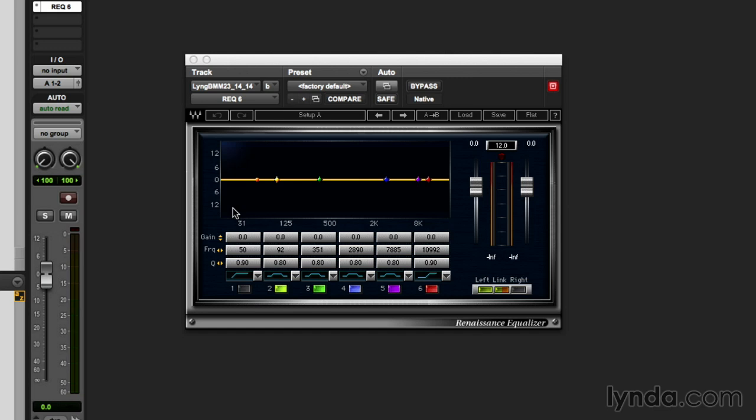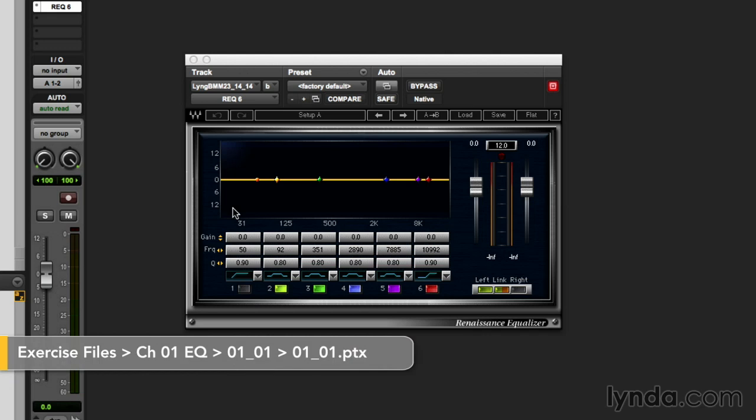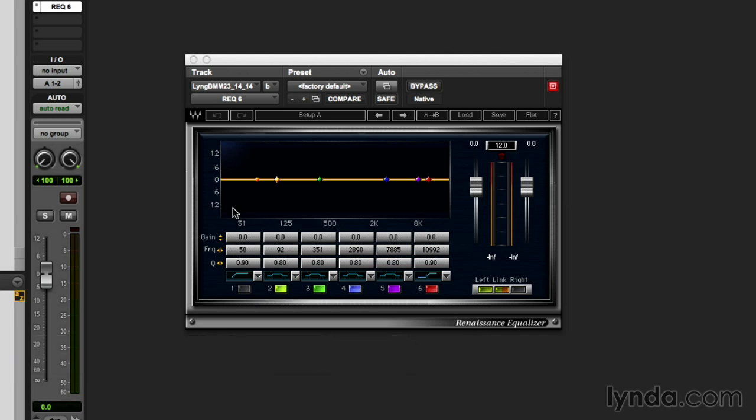EQ is a tone control and one of the primary tools in shaping a mix. The uses of EQ are correcting problems in recorded audio and eliminating frequencies that are obscuring the sound source in your mix. There are two ways to use EQ: boosting or additive, and cutting or subtractive.